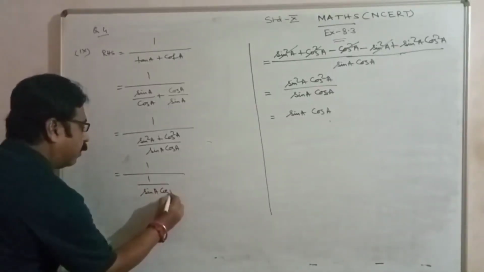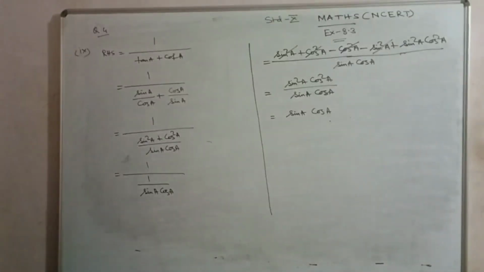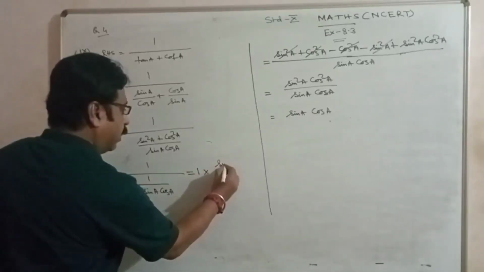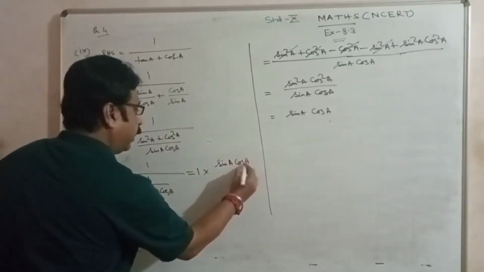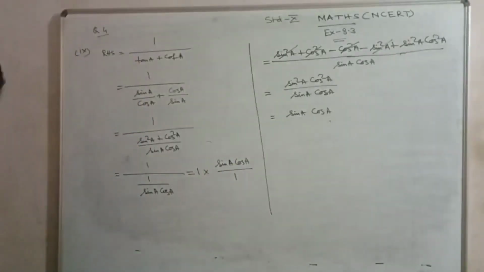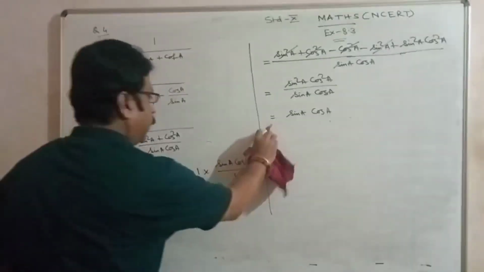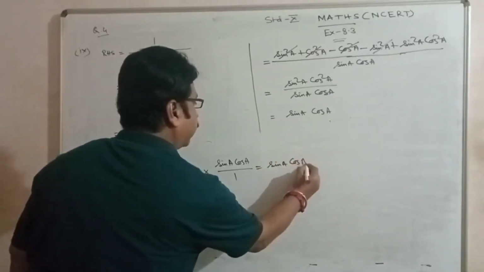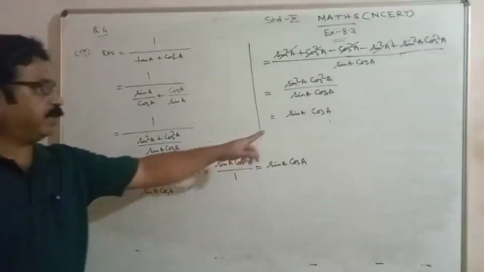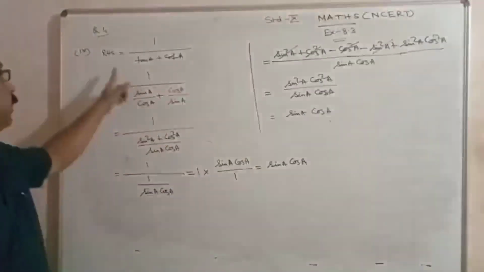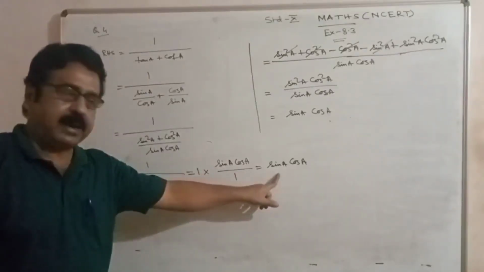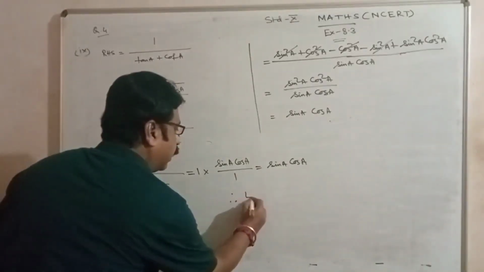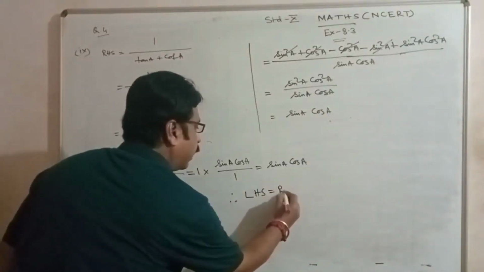sin A cos A. Ultimately this is 1 into sin A cos A upon 1 equals to sin A cos A. So left hand side final result is sin A cos A. Right hand side for this also final result we got sin A cos A. Therefore left hand side equals to right hand side.